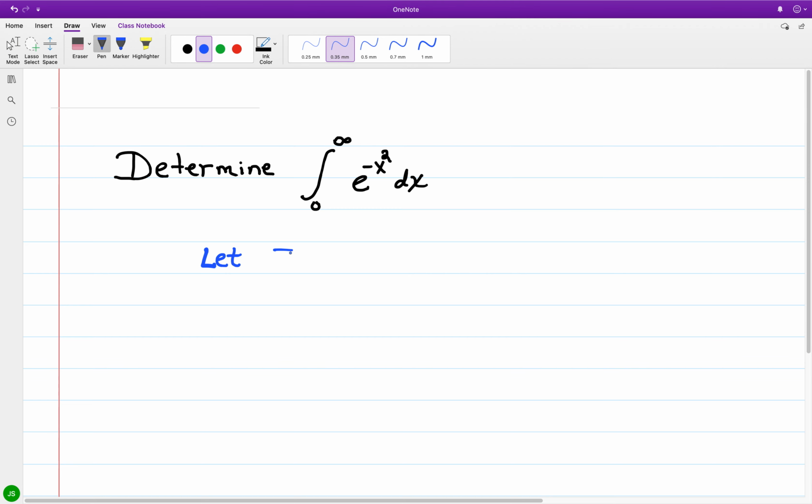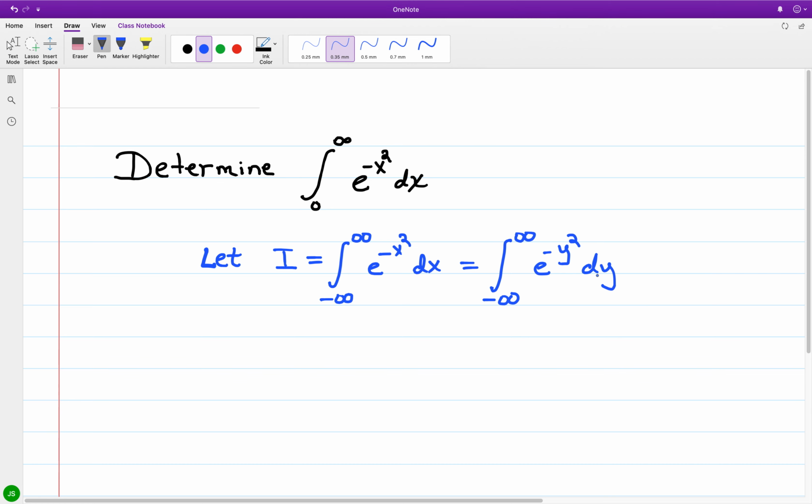And if we let I be equal to the integral going from negative to positive infinity of e to the negative x squared dx, we will also have I equal to the integral of e to the negative y squared dy as y goes from negative to positive infinity.